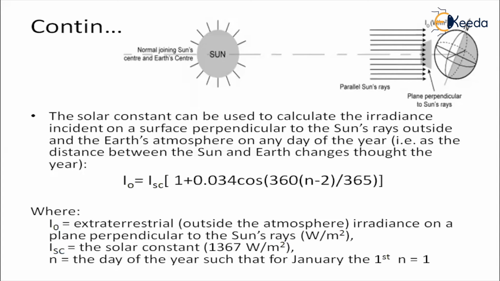Here n is the day of the year; if it is January 1st then n is equal to 1. Every day the Earth's mean distance from the Sun is changing, so we can't say that the solar constant remains the same throughout the year. There will be a change, so the solar radiation also will change. So we must find that I0, which gives the extraterrestrial radiance. That value we get from this equation.